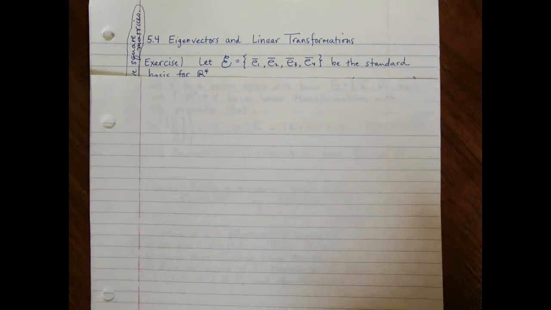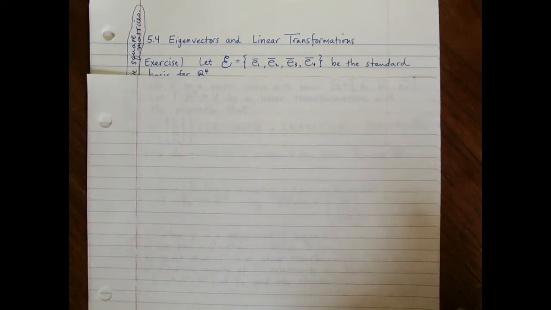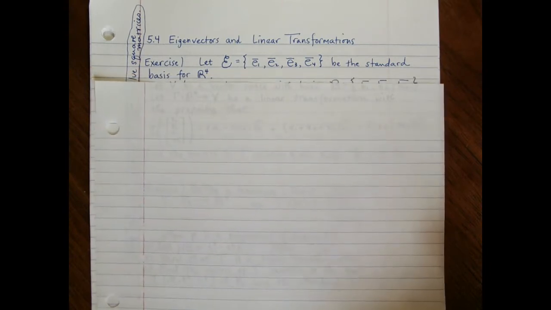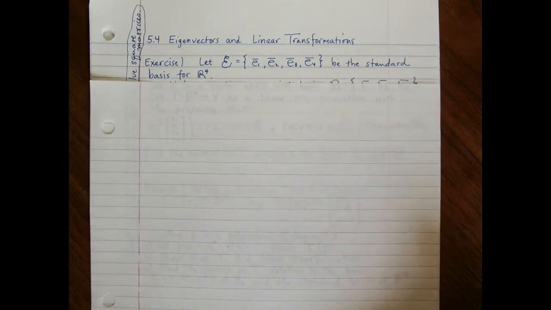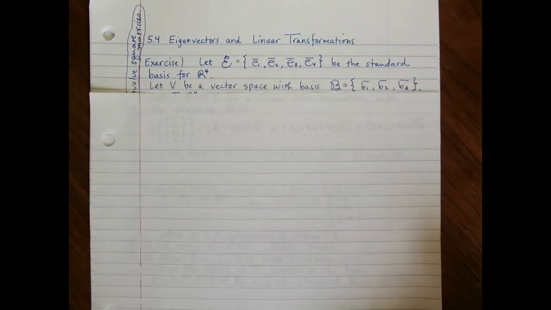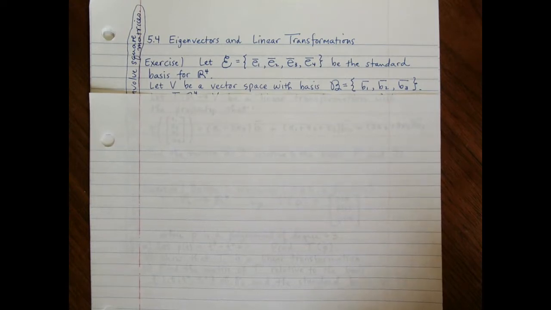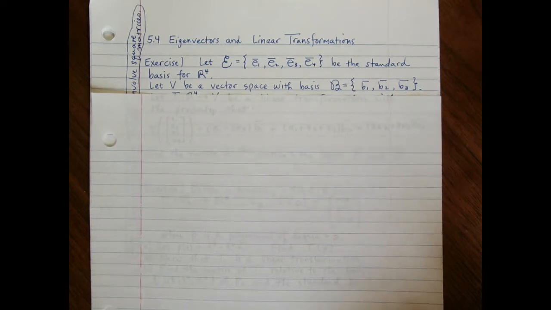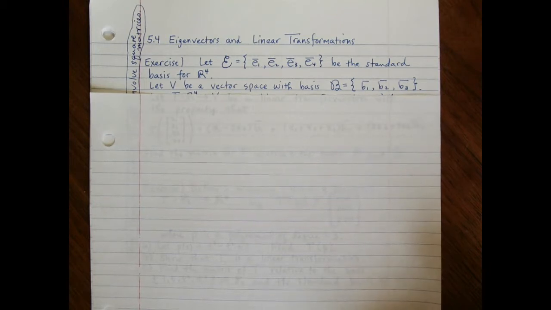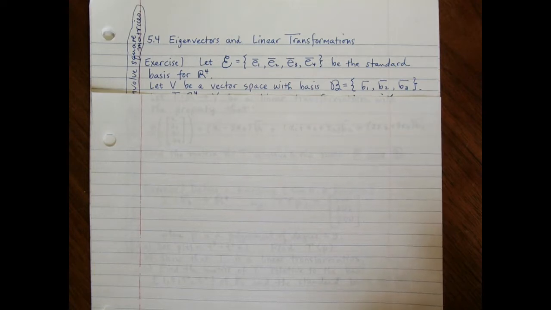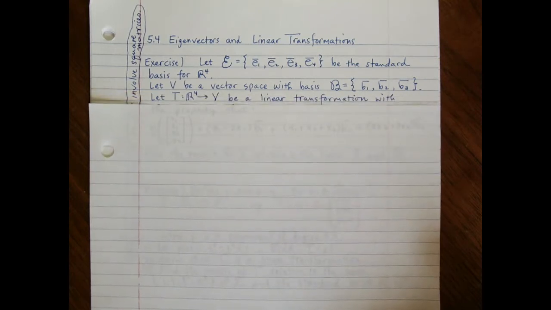Let E = {e1, e2, e3, e4} be the standard basis for R4. So I'm talking about four-dimensional space. And let V be a vector space with a basis {b1, b2, b3}. So we're thinking of V as some abstract vector space. It's got a basis with three vectors, so we know the dimension of V is 3, but that's about all we know about V. It's some abstract space that's three-dimensional, and we have a basis for it.